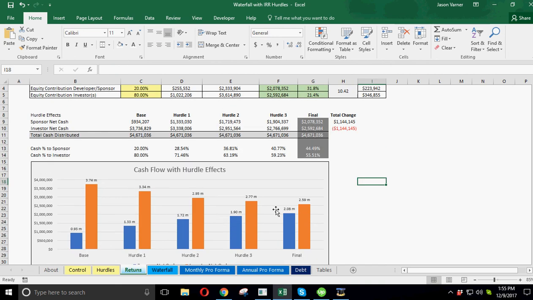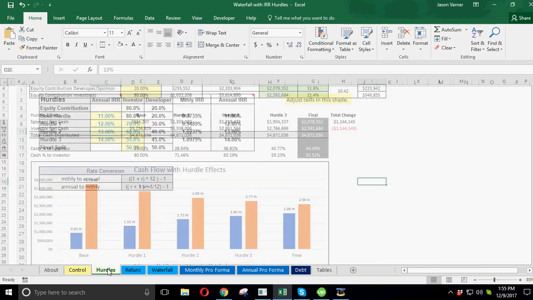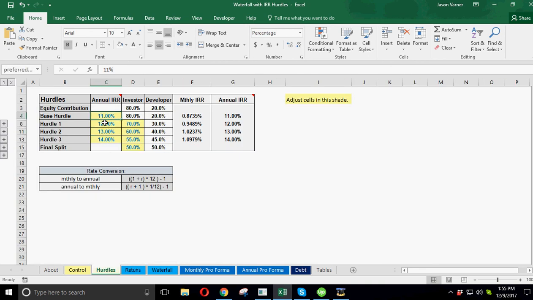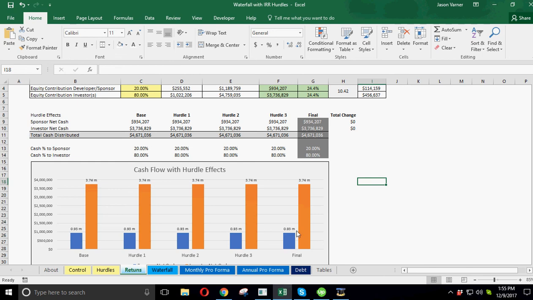And this is probably the best chart to show investors because they can clearly see what their cash flow looks like at each hurdle level. And then they can see what their final split's going to be. Now, if we got no hurdles, you'll see the final split will actually match the first one. So let's say the base hurdle is 35. So we're not going to get to any hurdles. You can see the final will match.